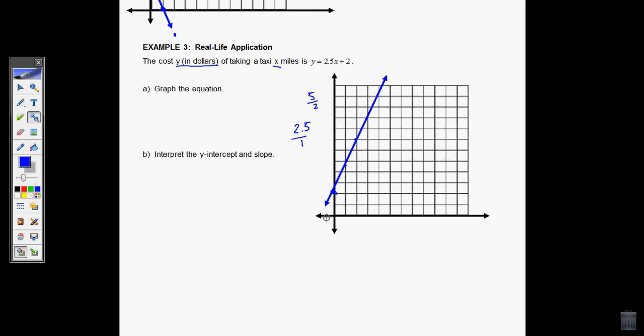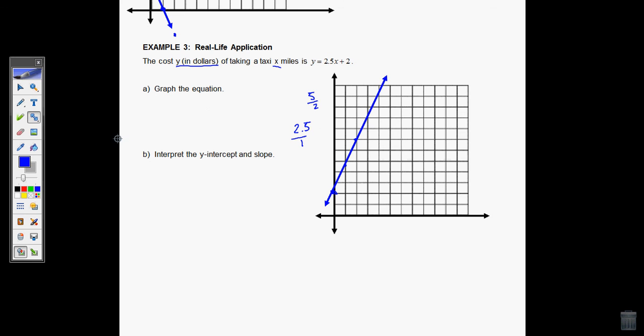And everything looks fantastic. So now, what's the next thing that I have to do? I've graphed it, now I have to interpret the y-intercept and the slope. Interpret. That basically means it's not telling you what everything is in this situation. It's saying, help me understand what that line represents in terms of the situation.